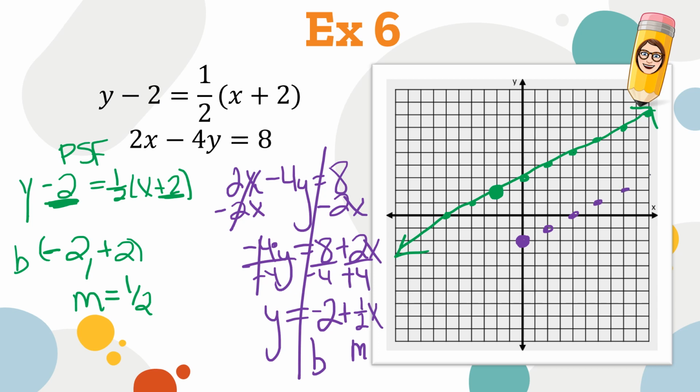And as you might have already guessed, you're like, I had a half on the other equation, right? So you already knew they were going to be parallel. Now, if I ask you where they cross, they don't. So I have no solution.